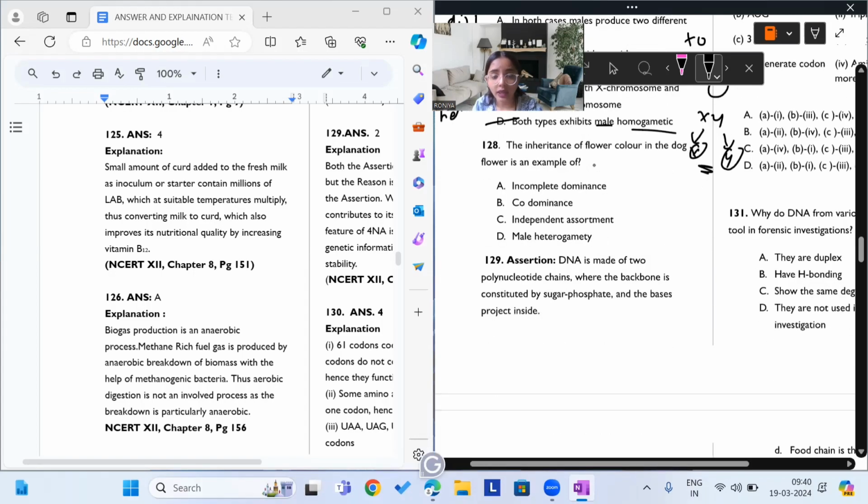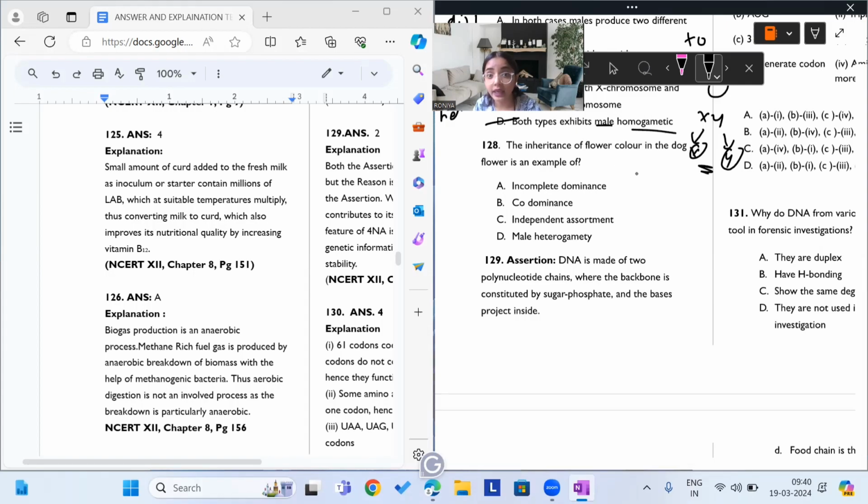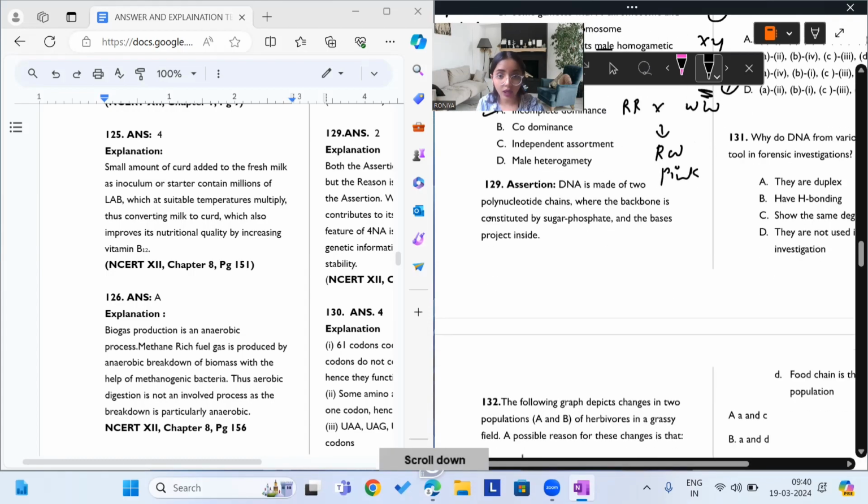Question 128. The inheritance of flower color in dog flower is an example of, yes, dog flower is antirrhinum, incomplete dominance. So when you cross red with white, you will get RW, which is pink. So this is an example of incomplete dominance. Question 129.